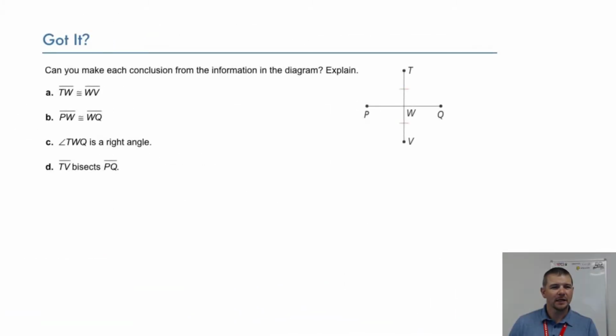Your turn. Can you make each conclusion from the information in the diagram? Explain. Part A. Segment TW is congruent to segment WV. Part B. Segment PW is congruent to segment WQ. Part C. Angle TWQ is a right angle. And finally, Part D. Segment TV bisects segment PQ.